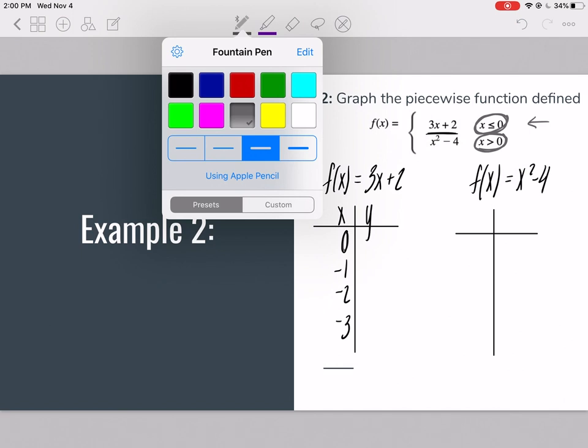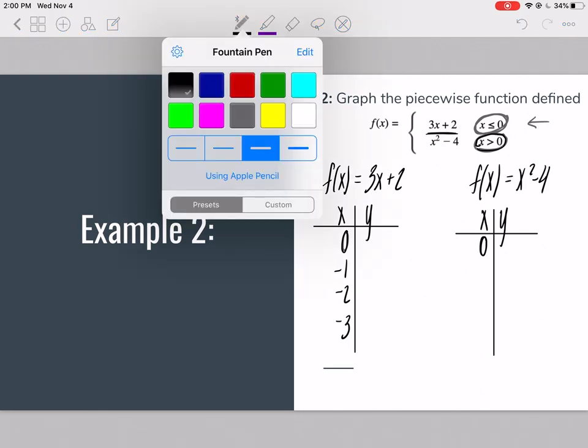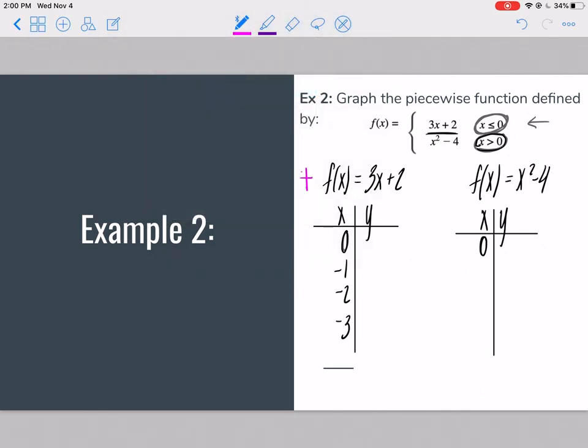So also has a boundary point starting at 0, except this time it's just greater than it. So we need to make a note that that's going to be a hole. Okay, so over here, I'm going to make a note that this first one is a point because it can equal 0, but then this second equation has a hole because it is just greater than 0.